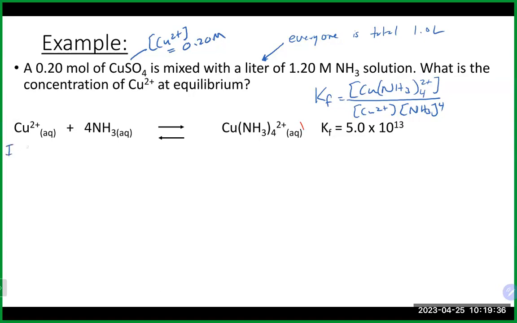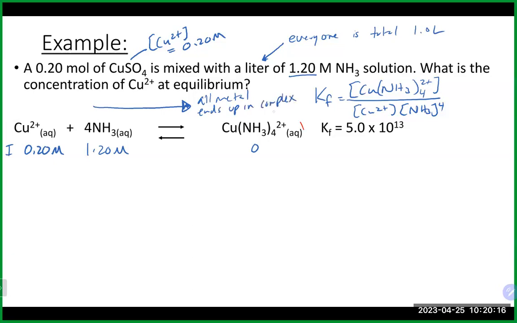So initially here we would have 0.2 molar. For our ammonia, again, we're just going to keep it at 1 liter. So we'll end up with 1.2 molar for that one. And we would have 0 here. So a difference that we do in this type of problem that's a little different than what we do in some of the other problems is because of the K value being so large in these type of problems, we assume that pretty much this reaction is going to head to the right-hand side and that all of the metal ends up in the complex ion.